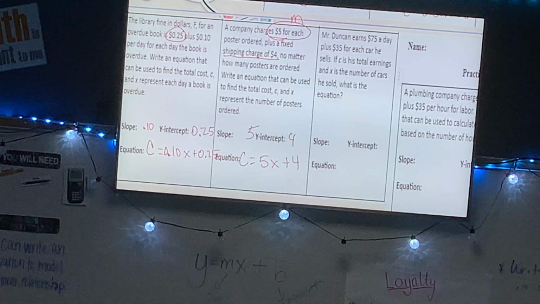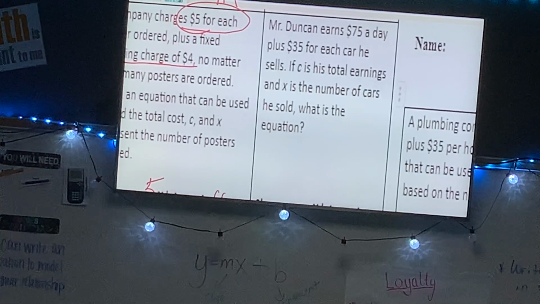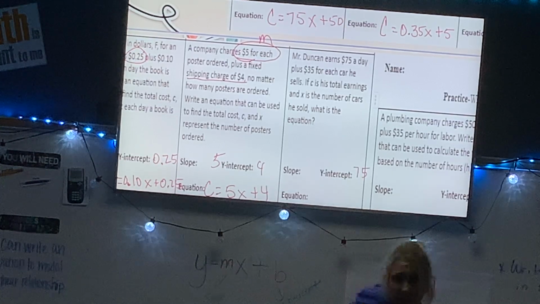Mr. Duncan earns $75 a day plus $35 for each car he sells. What is his y-intercept? 75. So him showing up to work, he gets $75.